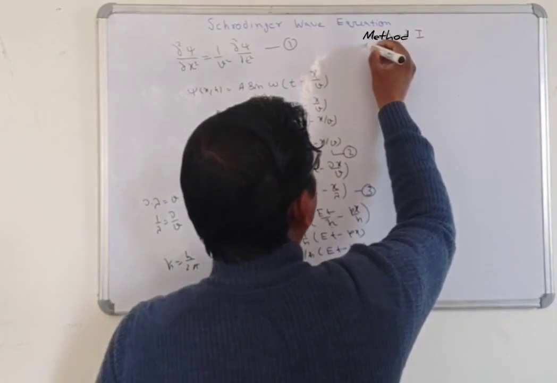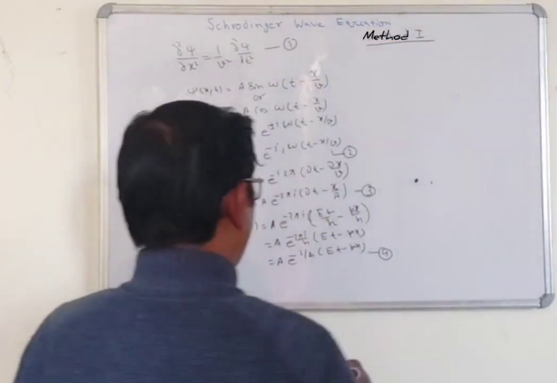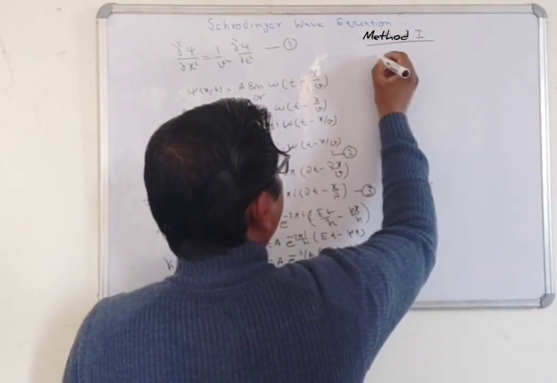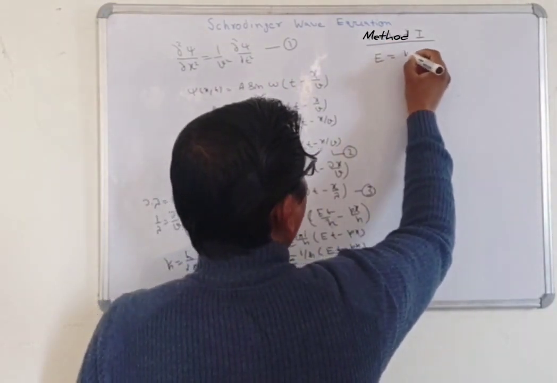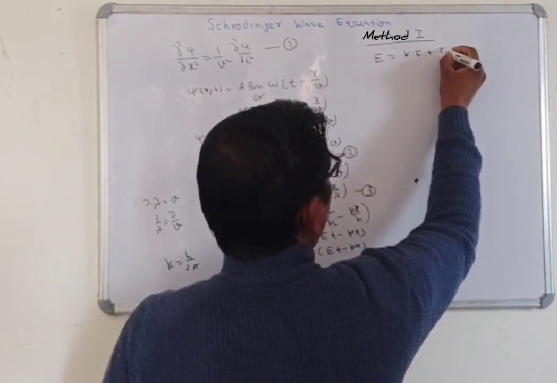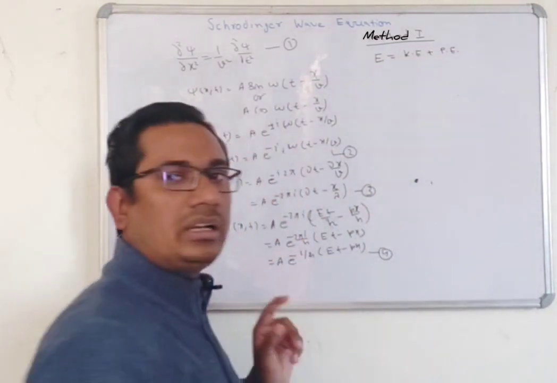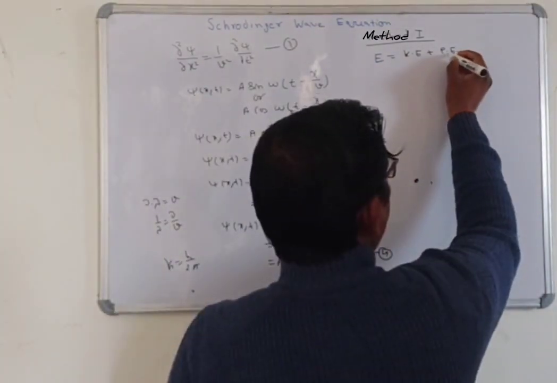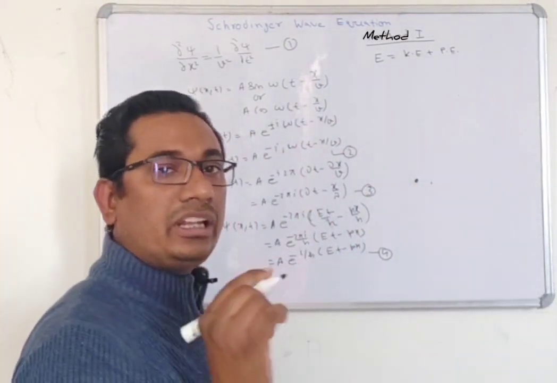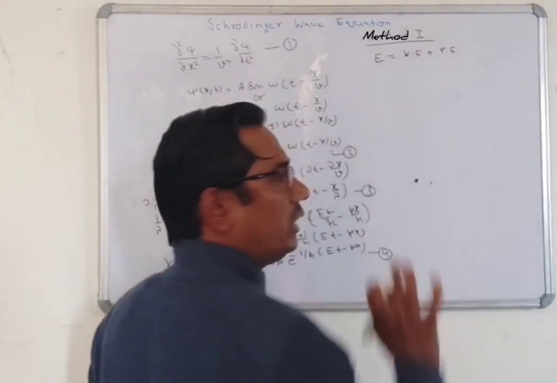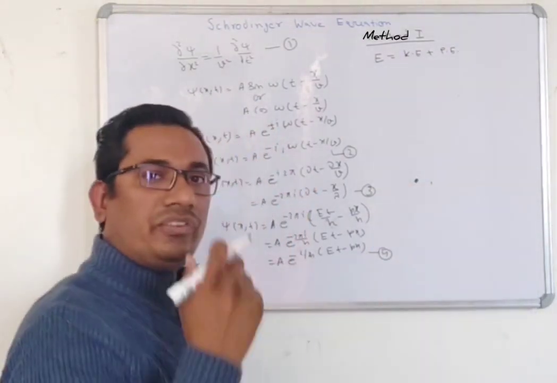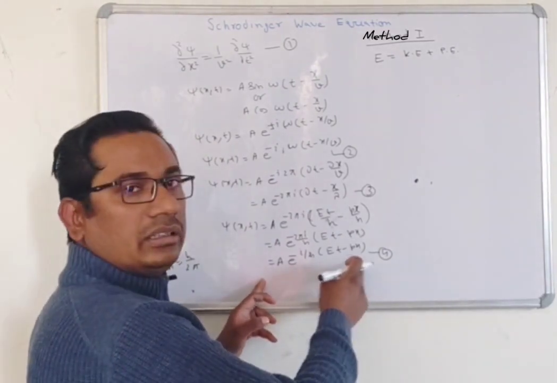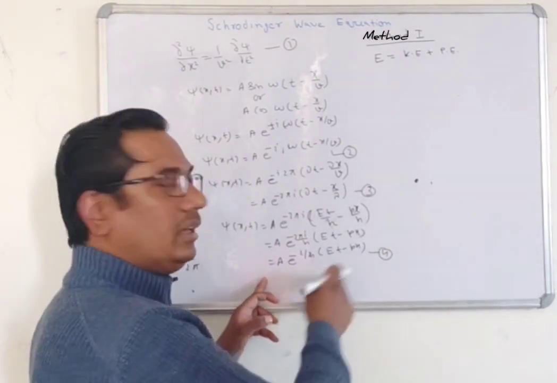Now in this method, all of you know that the total energy of the particle can be written as E is equal to kinetic energy plus potential energy, because we will consider that the particle is subjected to an external field. So we will consider the potential energy. When the particle is free, we will not consider the potential energy. When the particle is free, in this situation, the wave function can be written like that. This is the wave function associated with a particle here.